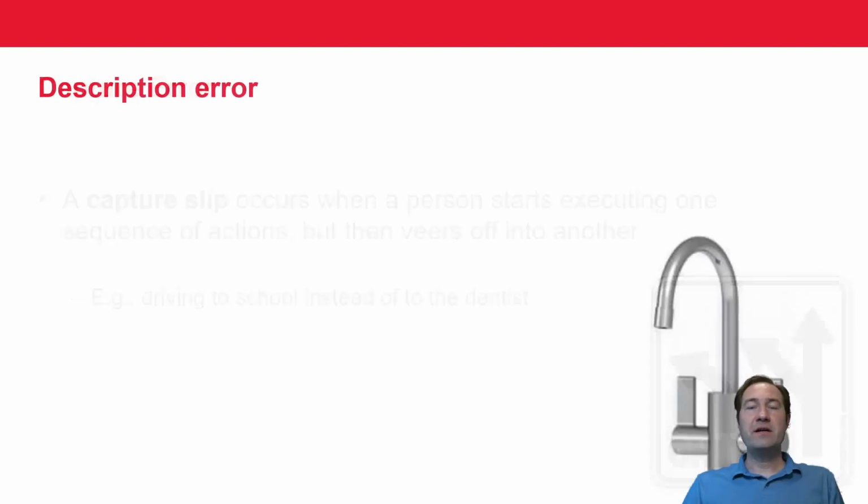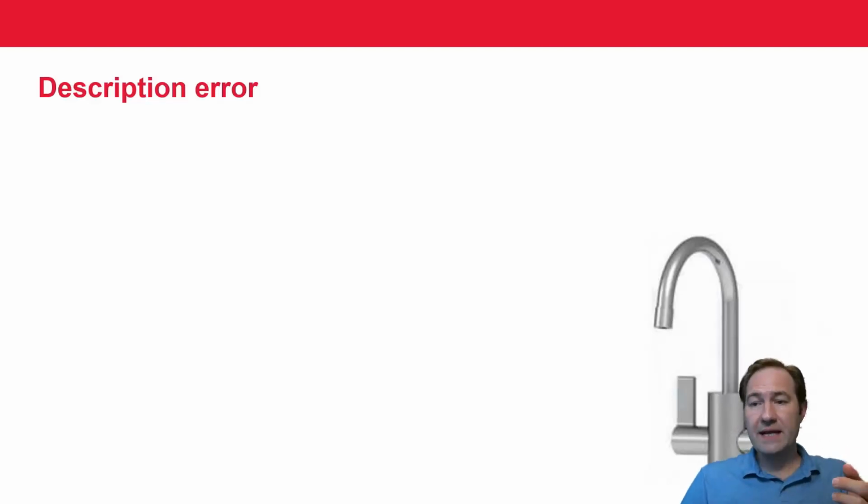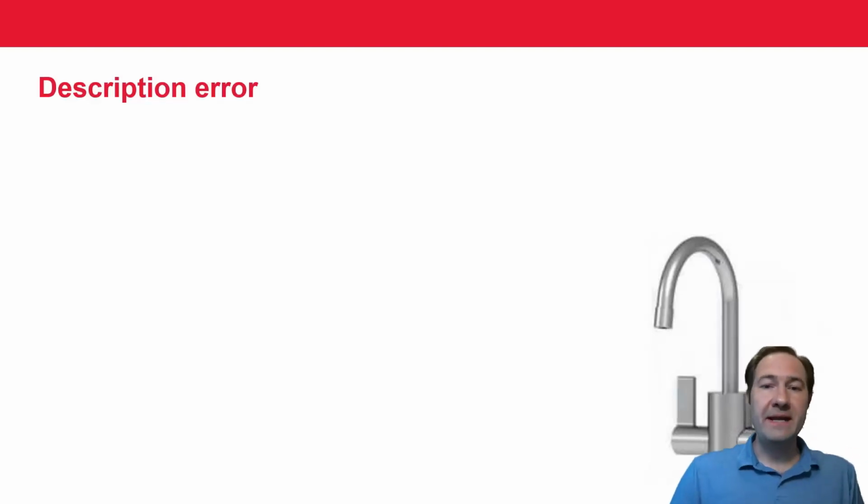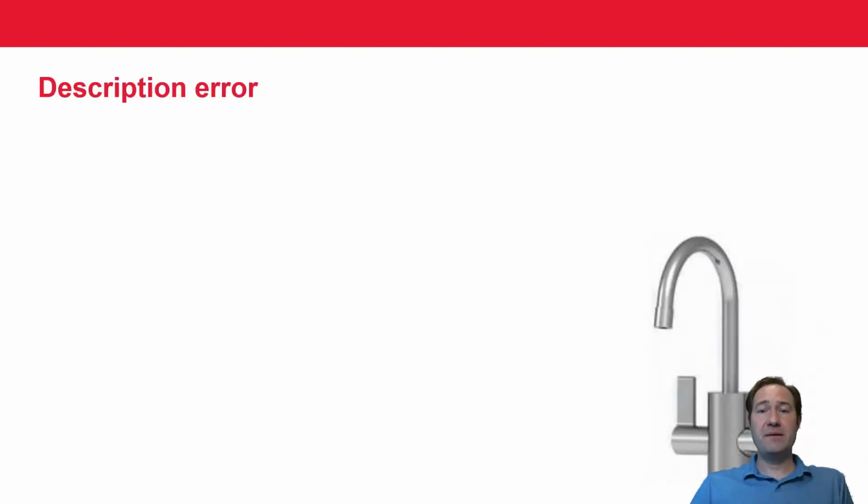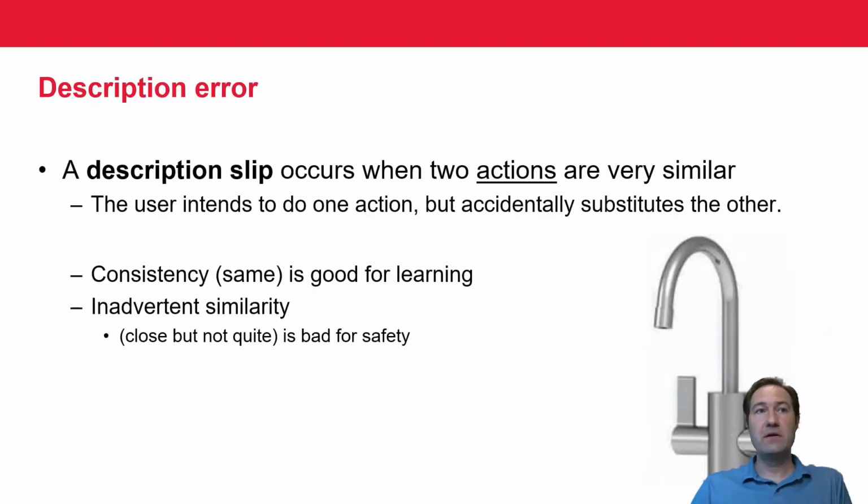The second type of error is a description error, and these are ones that are sort of infuriating to me personally. It makes me sort of nuts, and is really related to UI design, and I'll explain that in a minute. But a description slip occurs when two actions are very similar, and so you make the mistake by accidentally substituting one for the other.